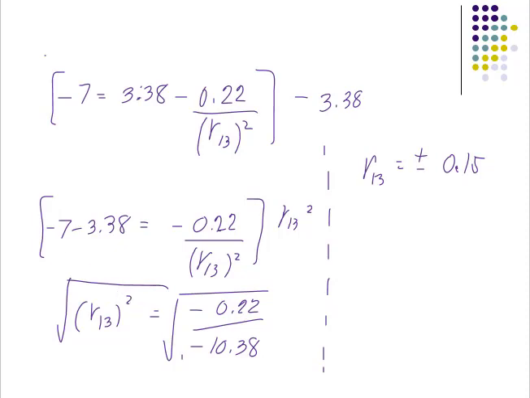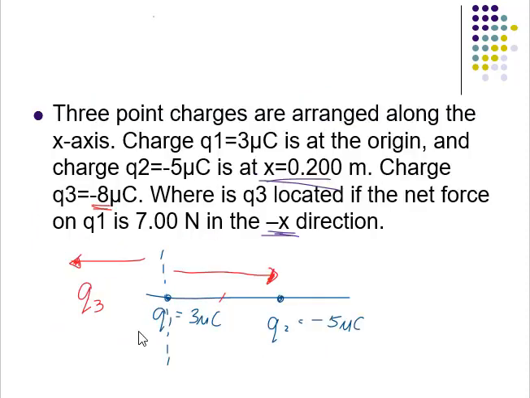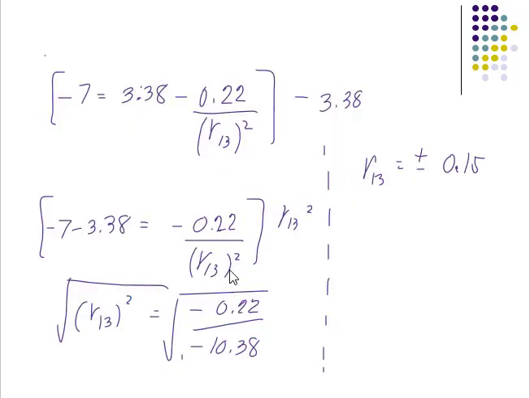But because of our analysis earlier, you can see here, we are expecting that Q3 is located at negative x. Therefore, our final answer is, the distance is, or it's located at negative 0.15 meters. So R13 now is equivalent to negative 0.15 meter, or it's located to the left of Q1.